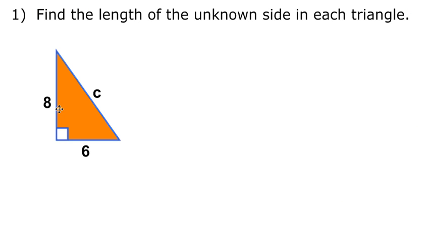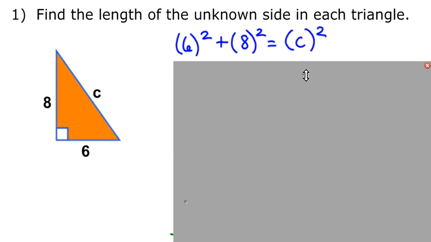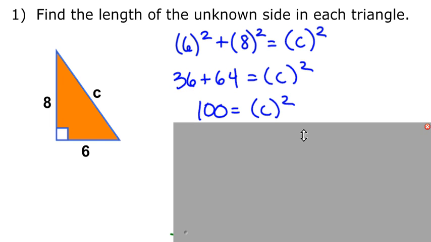Here we have our right triangle, two legs of 8 and 6, and our hypotenuse is unknown. We want to find the length of the hypotenuse. Well, the Pythagorean theorem says take the sum of the two legs squared to equal the hypotenuse squared. Here are my two legs, 6 and 8, and if we square them, we'll have 36 and 64 to give us a total of 100.